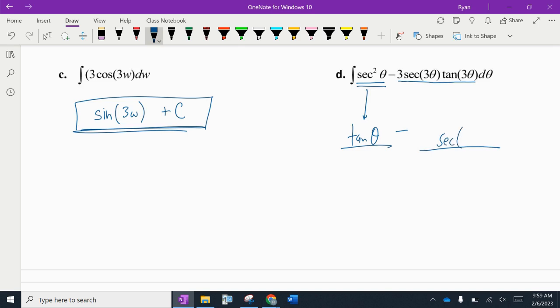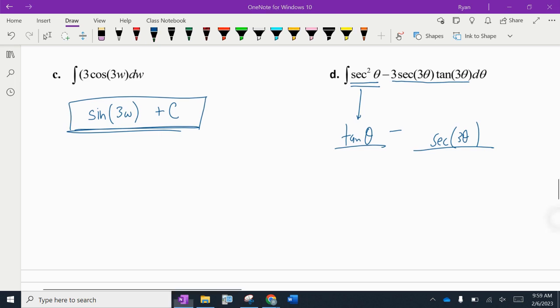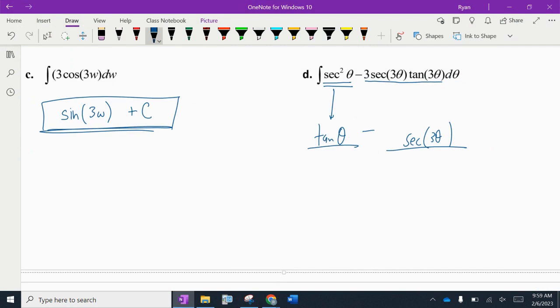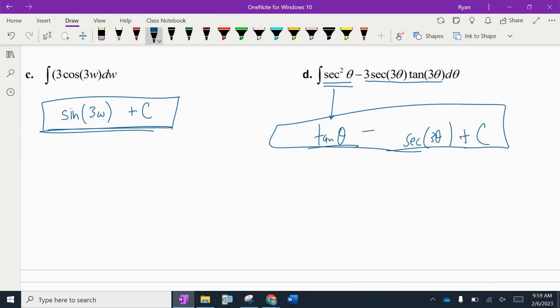Secant. Secant of what? Is the fact that 3 theta is in here and that there's a 3 on the outside up here, is that good for us? If you took the derivative of this, wouldn't that pop that 3 out front with the chain rule? So our final answer is tangent of theta minus secant of 3 theta plus our constant. There is our integral.